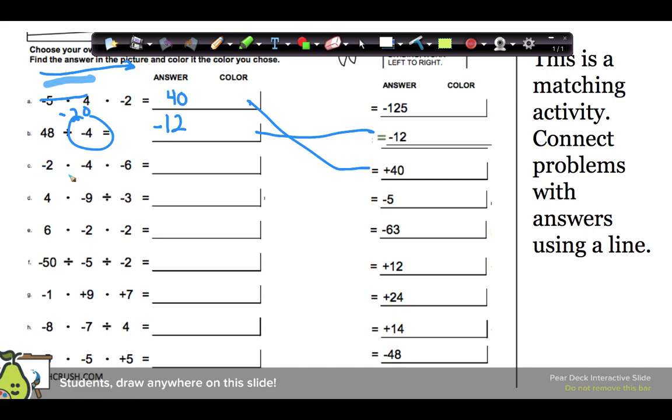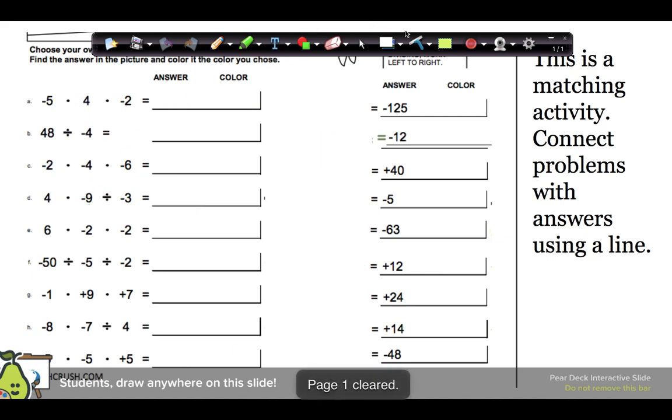Negative 2 times negative 4 is 8. 8 times negative 6 is negative 48. 4 times negative 9 is negative 36. Negative 36 divided by negative 3, the answer is going to be positive. 36 divided by 3 is 12. So that one connects right there. So that's a matching activity for you to do.